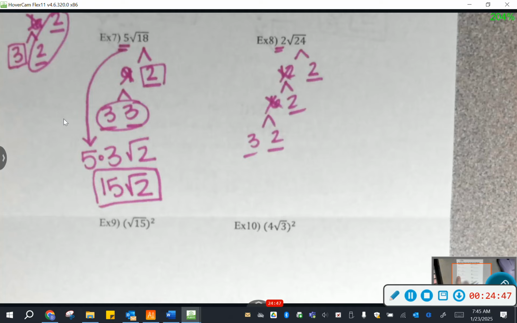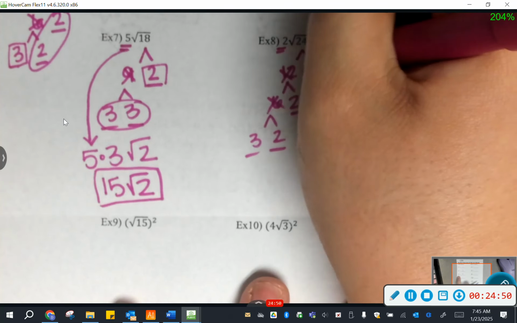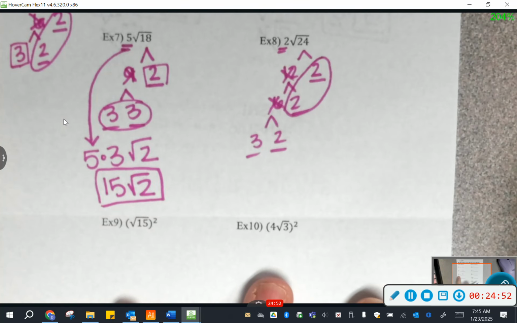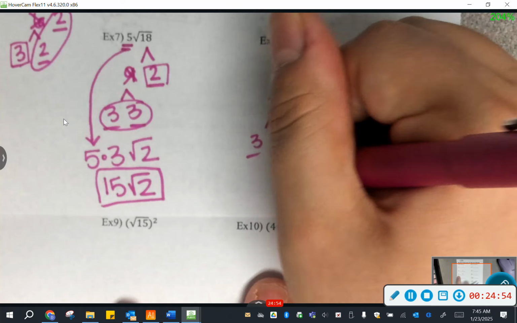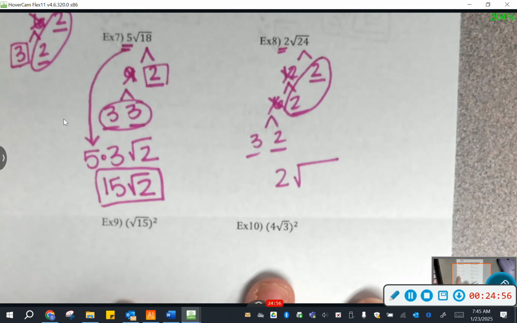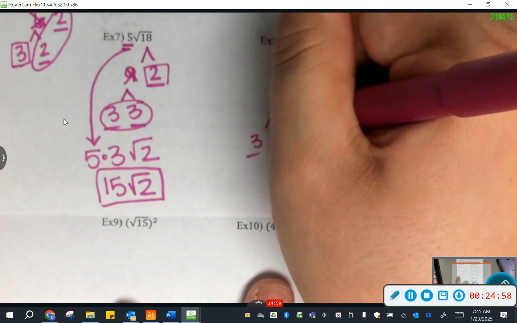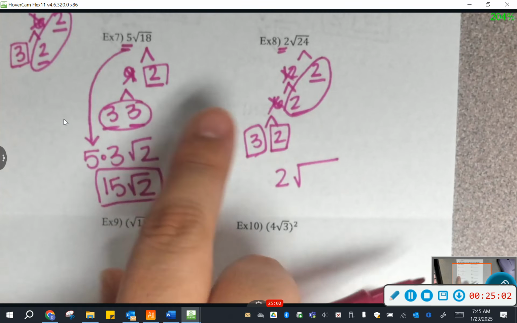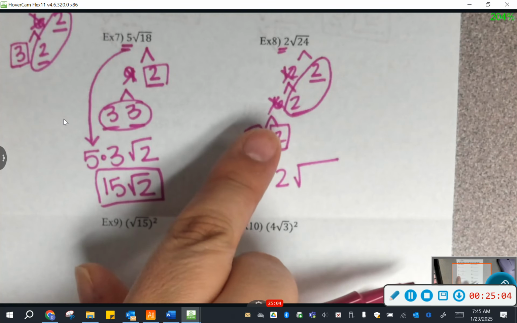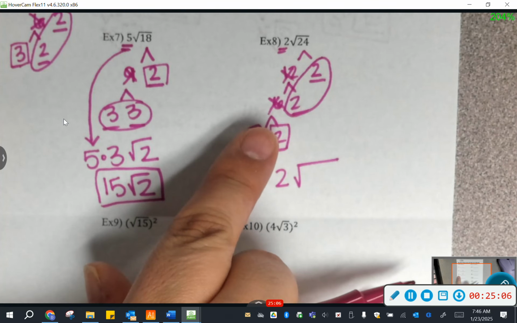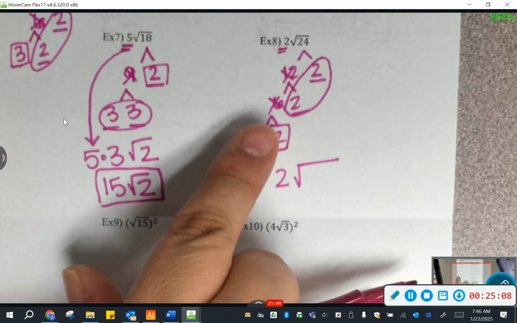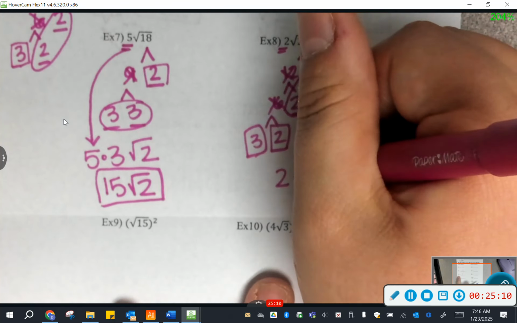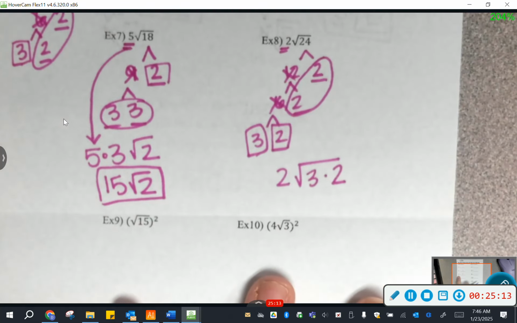What's there a pair of? Y'all agree there's a pair of 2s? What's by themselves? Do y'all agree there are 2 Lone Rangers? Can they go outside? They're by themselves. They're not a pair. They're not the same. So both of them have to go inside. 2 things have to go inside, and you just multiply them.